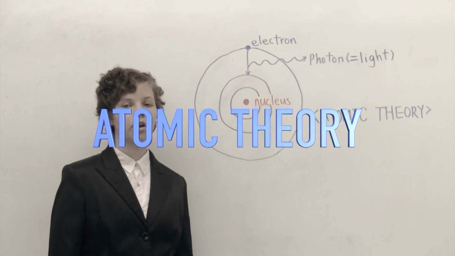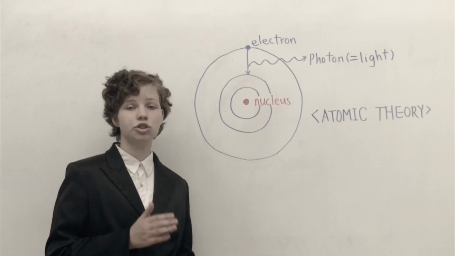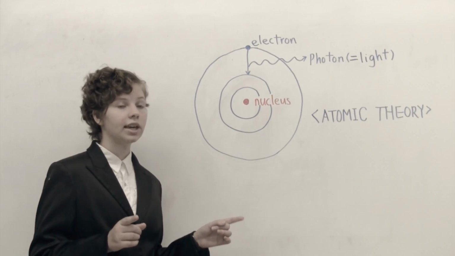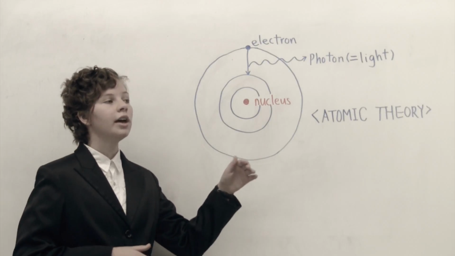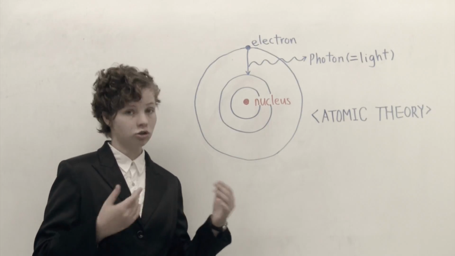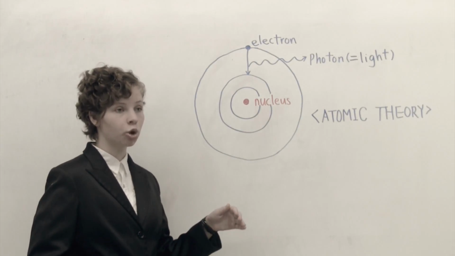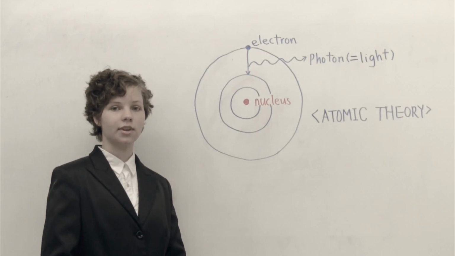According to my atomic theory, an electron is restricted to a particular circular orbit, but it can jump from a lower energy orbit to a higher energy orbit if it absorbs light. They can also do the opposite, fall from a higher energy orbit to a lower energy orbit if they emit light.